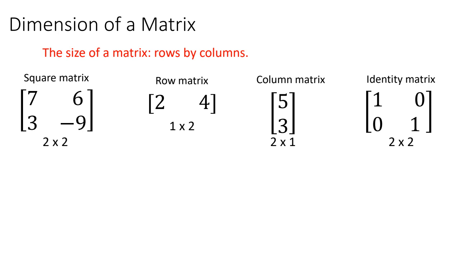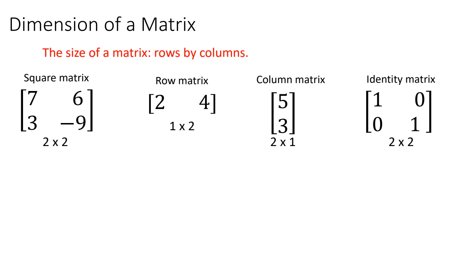This one that has just 1 row, we call a row matrix. The second one here has 2 rows, but only 1 column. When we have only 1 column, we call this a column matrix, and the dimensions of this matrix is a 2 by 1. Please don't forget, the size of our matrix is always rows times columns. We have to keep this order, rows and columns.